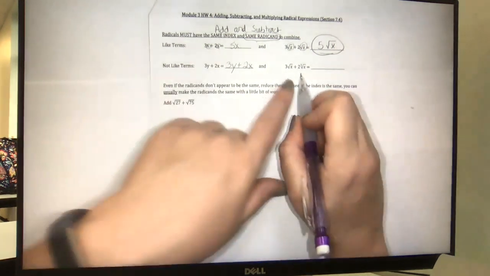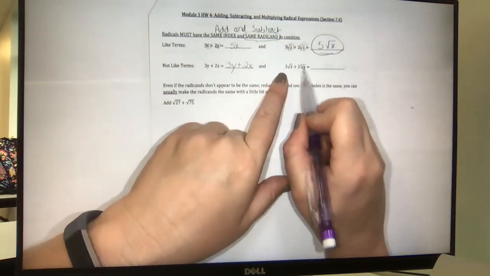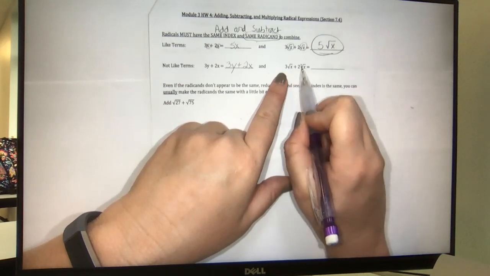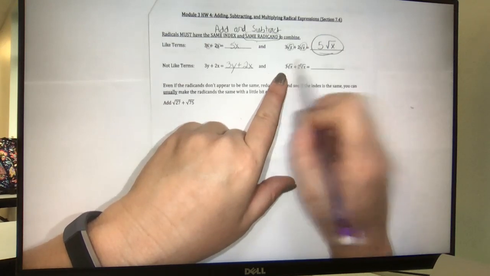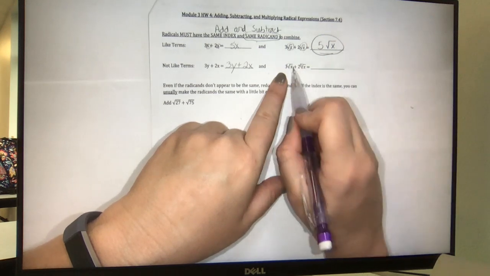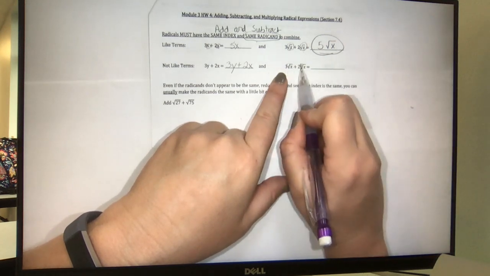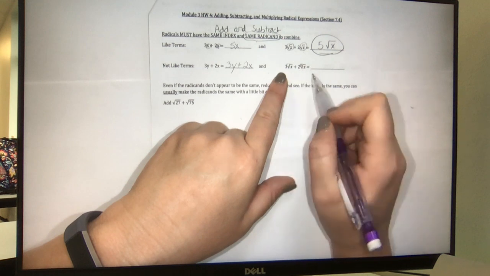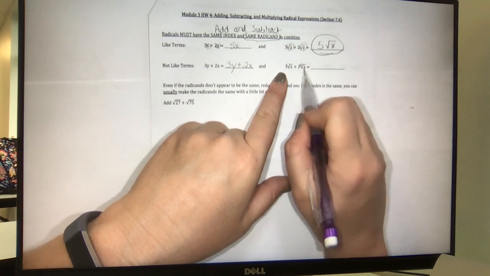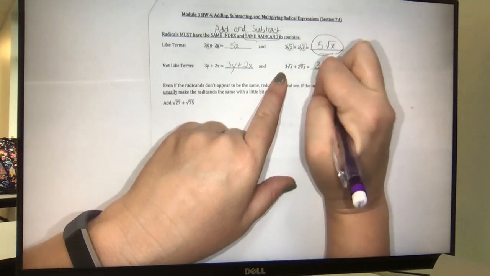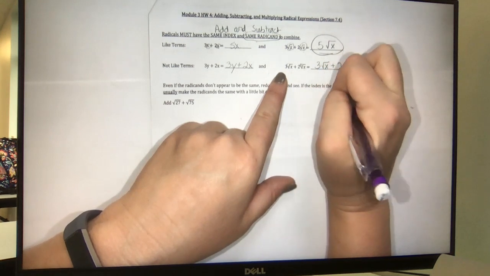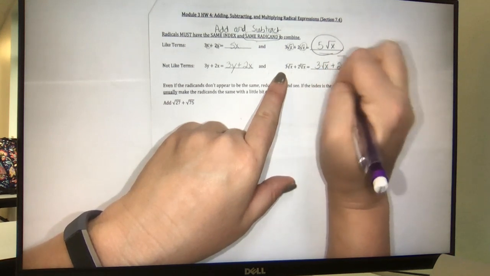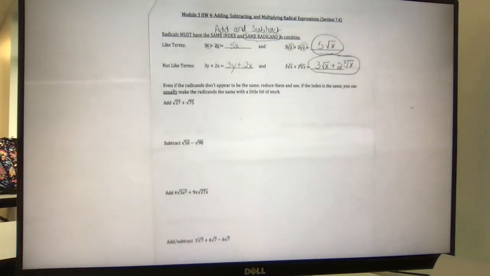Same way with this. Why can't I combine these? What's the problem here? Yeah, the index. He has an index of 2. He has an index of 3. I can't combine them, even though they have the same stuff under. So if I had to write this as my answer, I would have to just write the whole thing over. That would be my answer. That's as simplified as I can be.